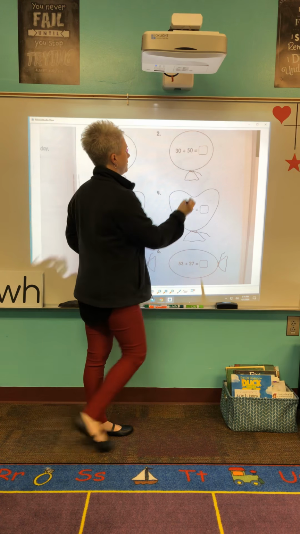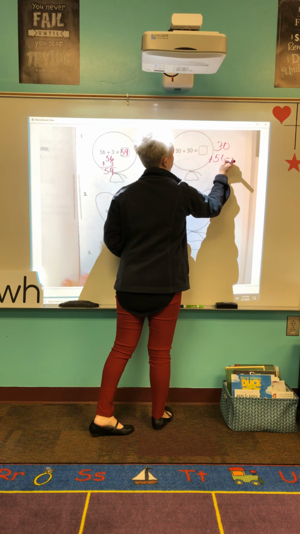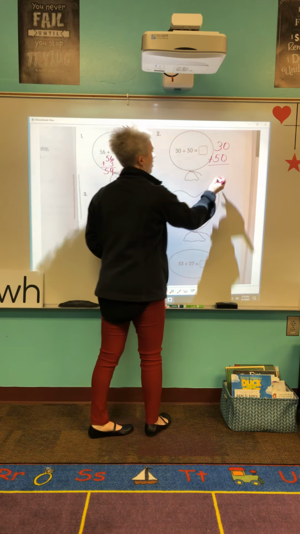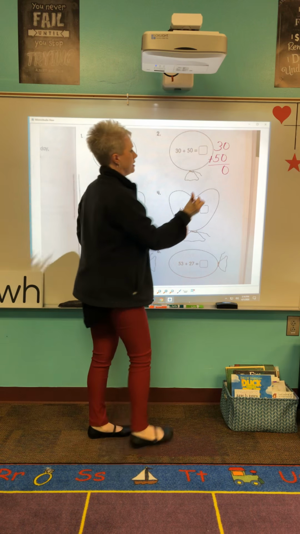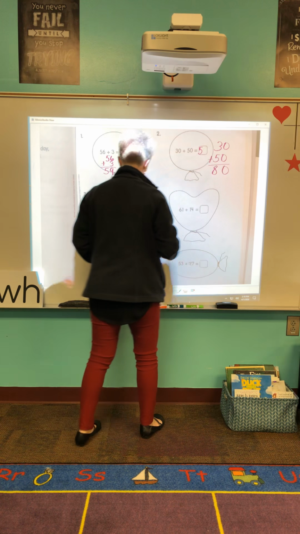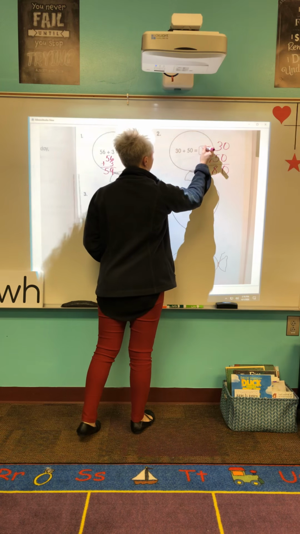30 plus 50. Let's stack this one up since it's two double digits. 0 plus 0 is, yell it out, 0, good job. 3 plus 5 is, yell it out, 8, great job. 30 plus 50 is 80. And I'm writing 50 because I'm getting carried away. 80.